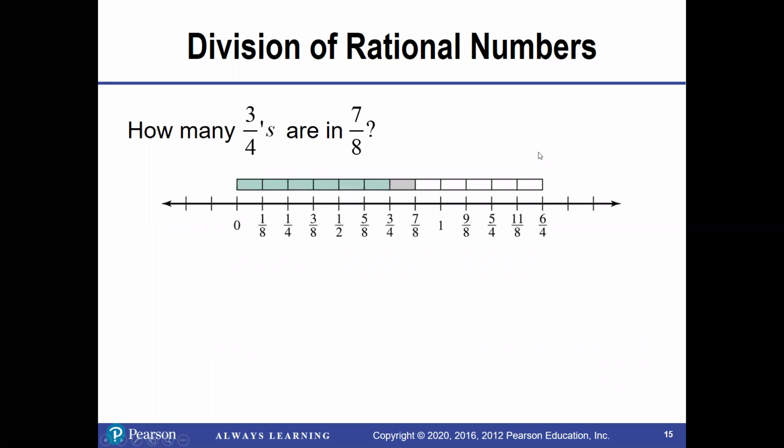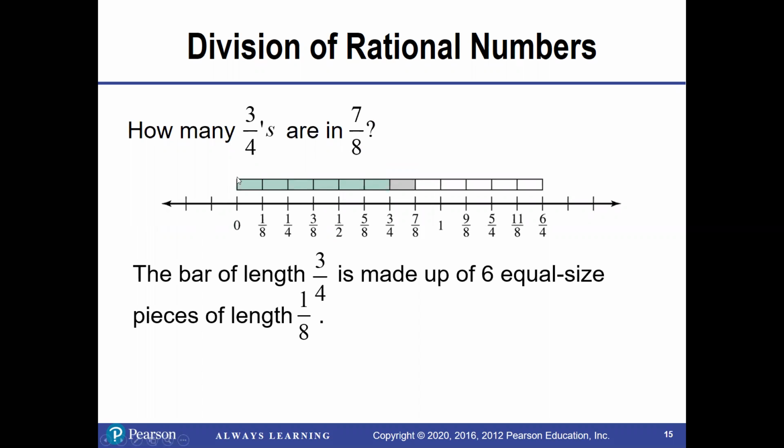Let's use the number line. How many 3/4 are there in 7/8? Well, if there's 7/8 here, so here's your 7/8, and you take 3/4, there's 3/4, there's 1/4, 2/4, and 3/4.